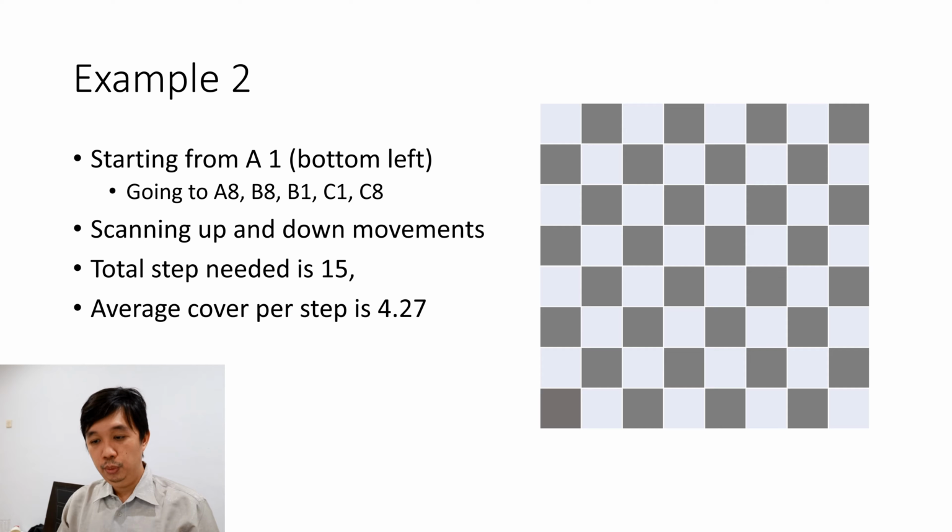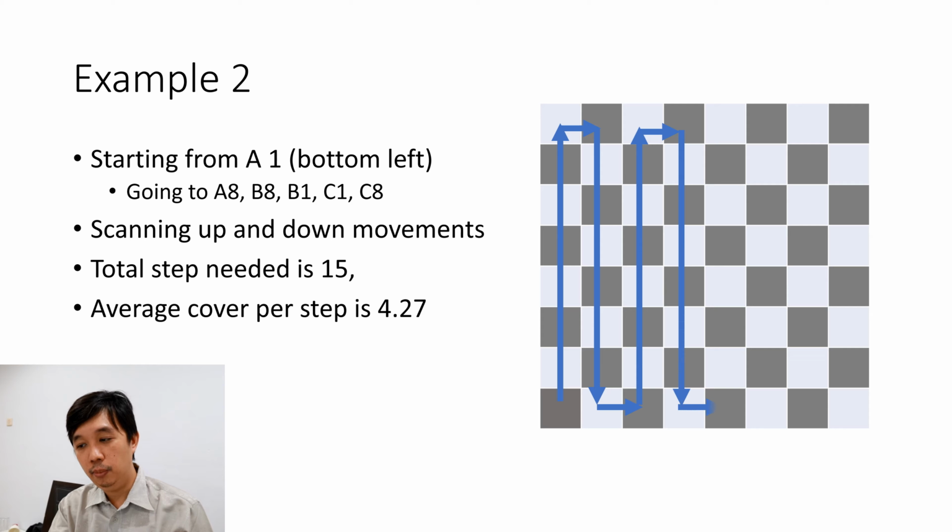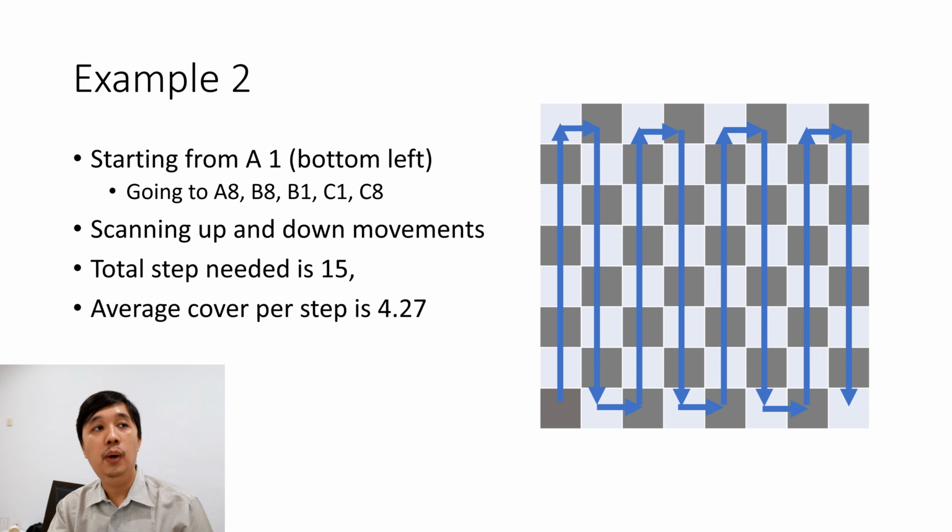In example number two, the queen can start from A1, the bottom left, going to A8, and then from A8 going to B8, so it's just moving to the right, one location. And then from B8 going to B1, and then from B1 going to C1, and then C8 again. Okay, scanning from up, down, to up, to down, to up again. The total steps needed will be 15, and the average cover per step is 4.27, which is still the same as the first example.